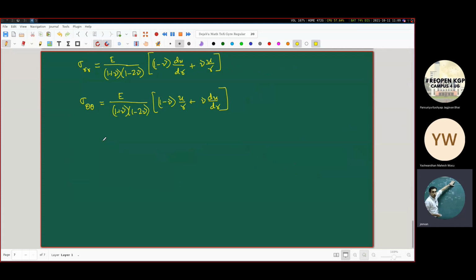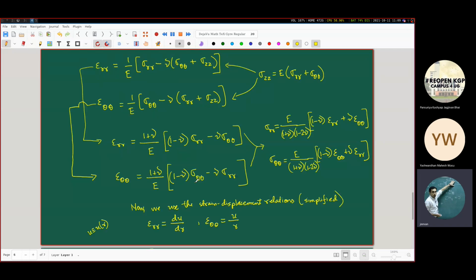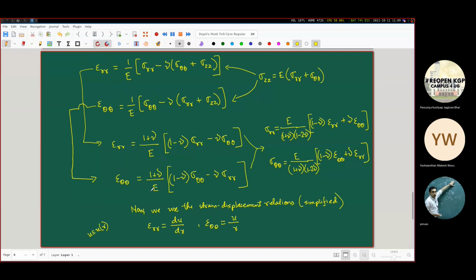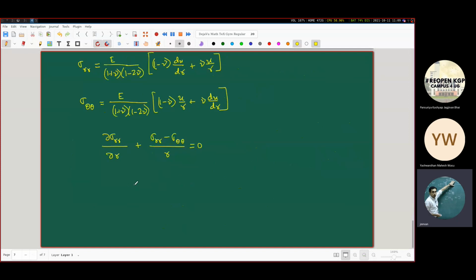Remember that I had this equation del sigma rr del r plus sigma rr minus sigma theta theta by r is equal to 0. What equation is this? This is the stress equilibrium equation in the r direction. Okay, so I'm just repeating it here. Please note that this is r. So this is that same equation. All that I'm going to do is substitute these two equations in this equation.